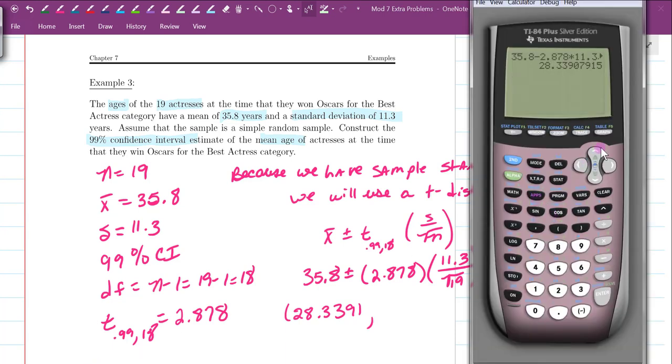again using my calculator to my fullest advantage, we're going to hit that, then enter, and then we're going to come over here. We're going to change that to a plus sign and hit enter.